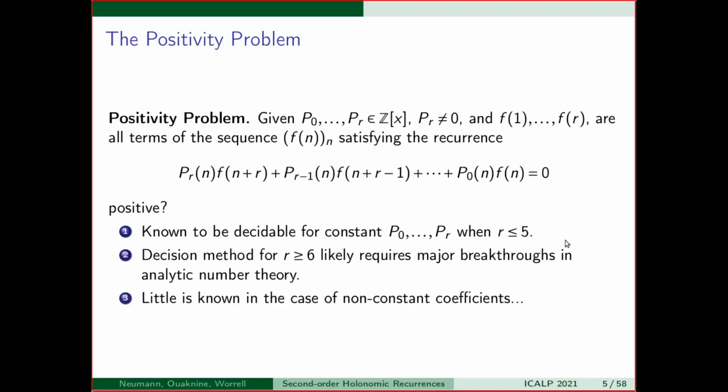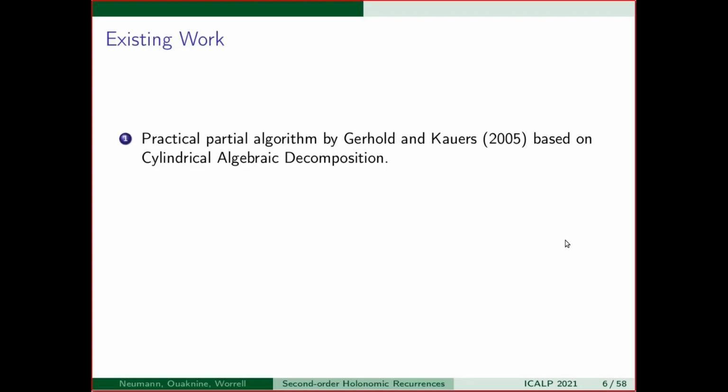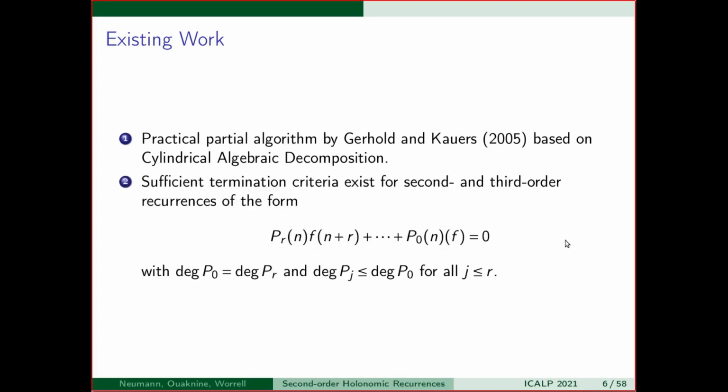By contrast, in the case of non-constant coefficients, rather little seems to be known. To our knowledge, there's essentially one algorithm due to Gerhold and Kauers based on cylindrical algebraic decomposition for solving the positivity problem in practice. It's a partial algorithm, so it doesn't halt on all inputs, and there exist sufficient decision criteria for second and third order recurrences where the outermost coefficients have the same degree and all coefficients in between have at most that degree.